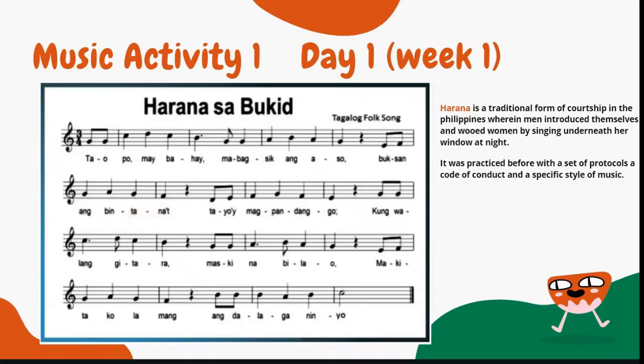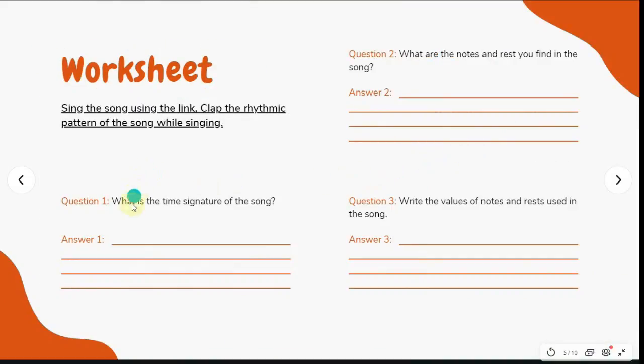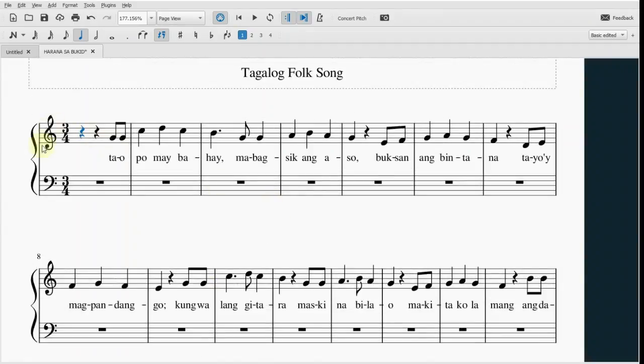Okay, so you did well, grade 6 pupils or grade 6 students. So we have here the activity. So question number 1, what is the time signature of the song? So see, the time signature of the song is this. Okay, that is 3/4 time signature.